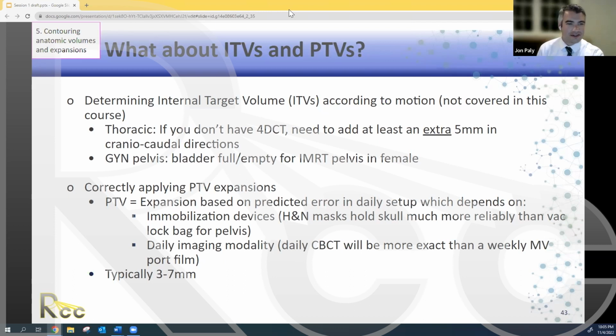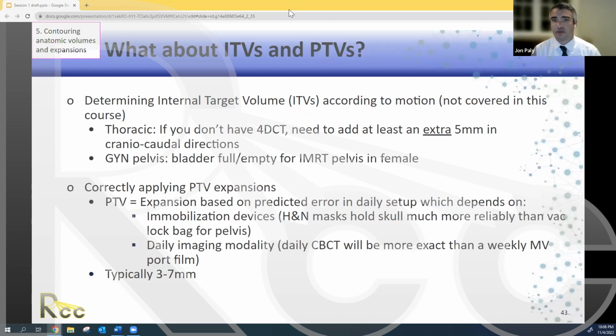So our PTV is, again, as this is review for everyone, I'm sure, our expansion based on predicted error in daily setup and also in the accuracy of your machine. And this depends on what kind of immobilization devices you're using. A head and neck mask or an aquaplast mask obviously holds the head much more reproducibly still than a VacLock bag for the pelvis. And so there are different PTV expansions for those two sites, of course. And then what daily imaging modality you're using, such as a daily cone beam CT, or whether you're doing a weekly port film, will also affect the accuracy. And as I mentioned, the isocentricity of your machine can play into this.